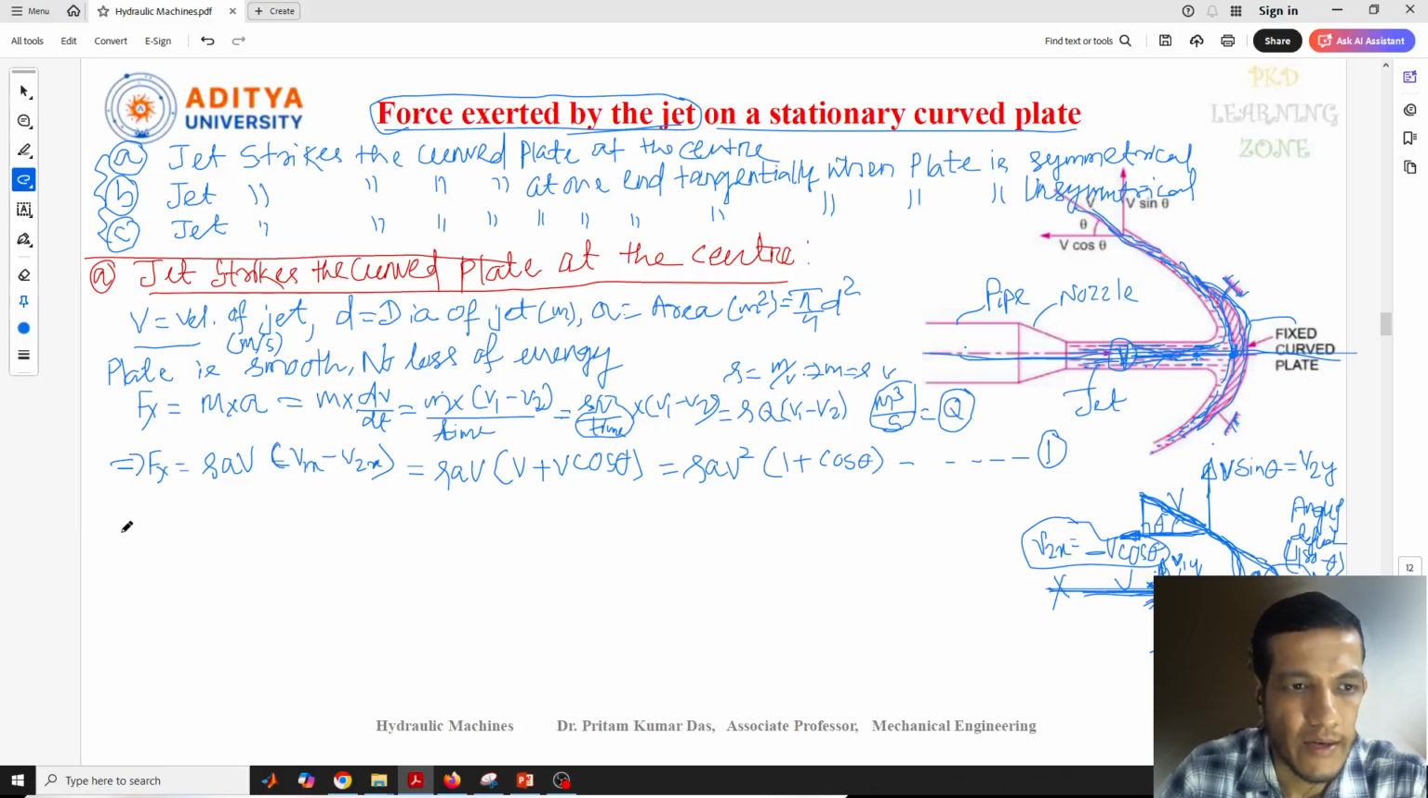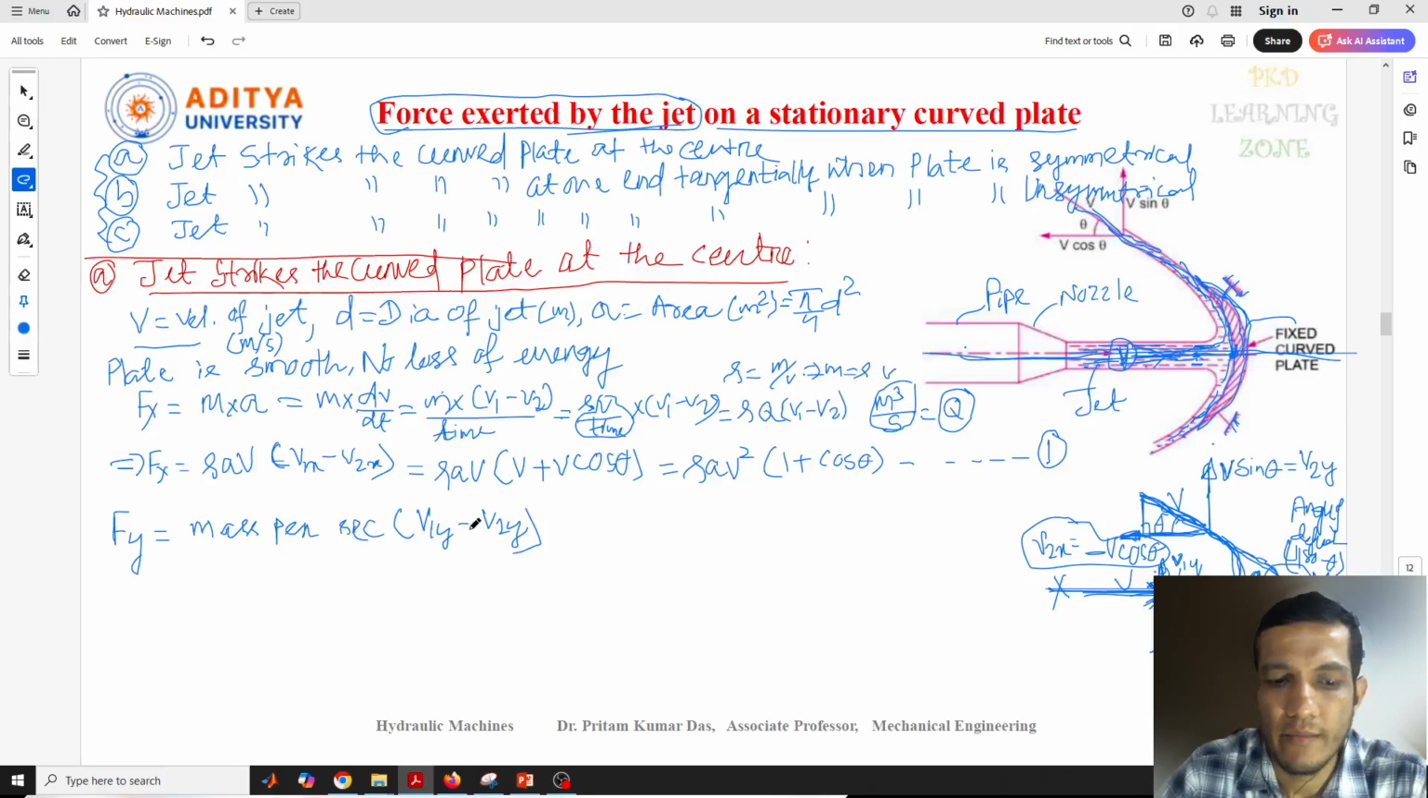Similarly we can calculate the value of Fy. So Fy is nothing but, again, the same thing: the force exerted by the jet in the y direction. So similarly Fy also you can write as the mass flow rate, the mass per second, into v1y minus v2y. Okay, v1y minus v2y.